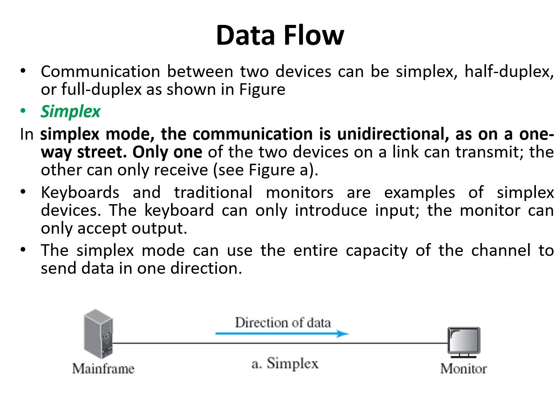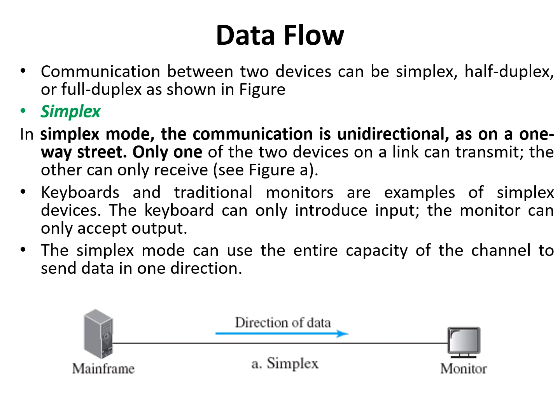When we talk about the data flow in the communication between two devices, the communication can happen in three different ways. First is simplex communication, then half duplex communication, and also the full duplex communication.